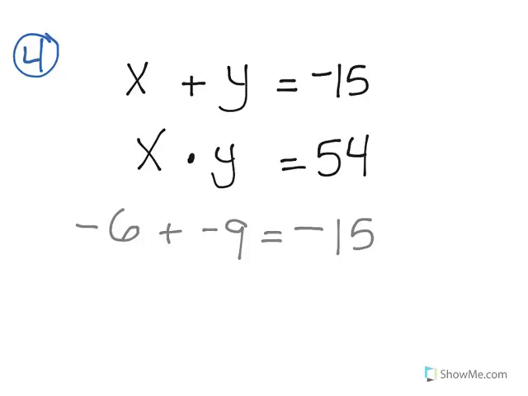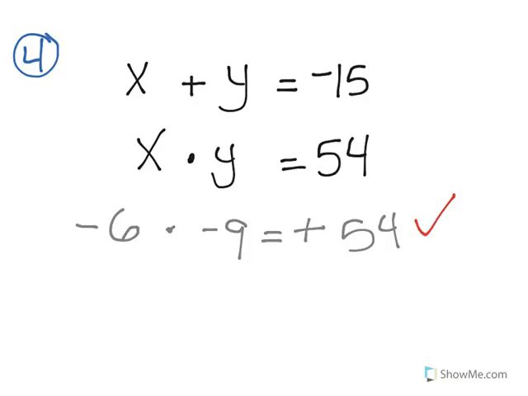Now, if I go ahead and change this to multiplication, we'll see if this also satisfies the requirement of x times y equals 54. So at this point, -6 times -9, they both have the same sign, and we're multiplying. So now this is going to be a positive, and 6 times 9 is 54. So both of these things do satisfy the requirements for this number. Let's go ahead and continue and check our other options as well.